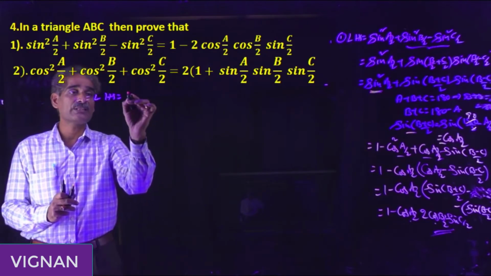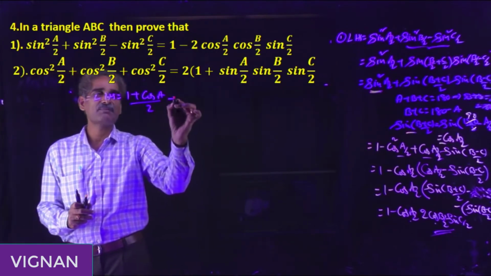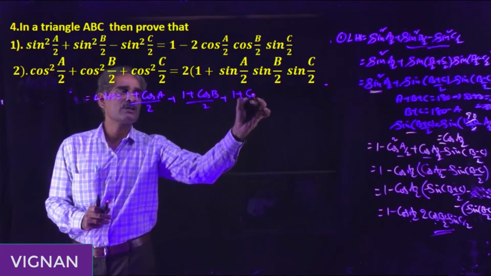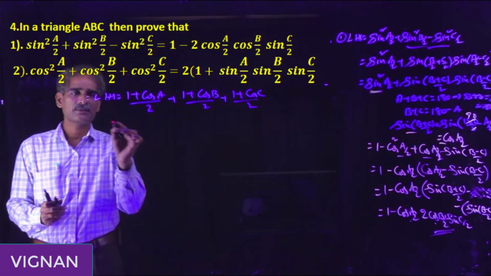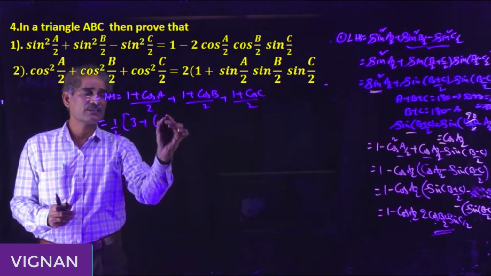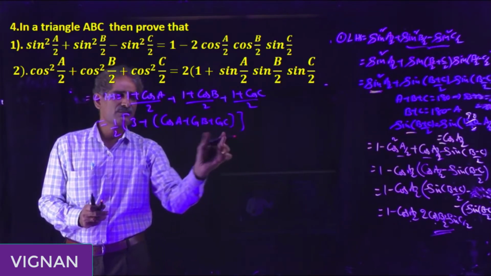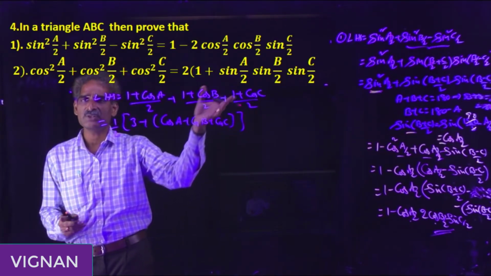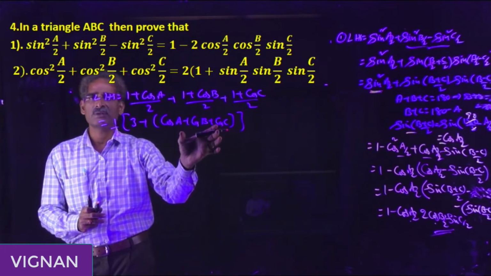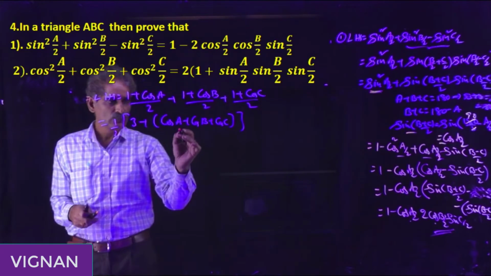Cos square a by 2 is nothing but (1 plus cos a) by 2. Cos square b by 2 is (1 plus cos b) by 2. Cos square c by 2 is (1 plus cos c) whole by 2. Clear? Here the LCM is 1 by 2. 1 plus 1 plus 1, 3 plus cos a plus cos b plus cos c. Just find out the transformations of this expression. Already we did in the previous sessions. We know how to find the value of this one at the condition a plus b plus c equal to 180. Just simple method.